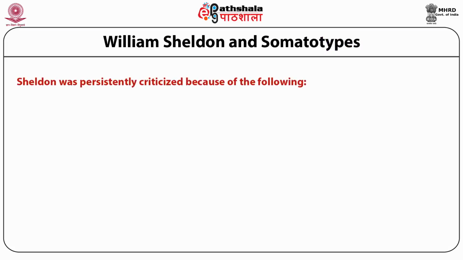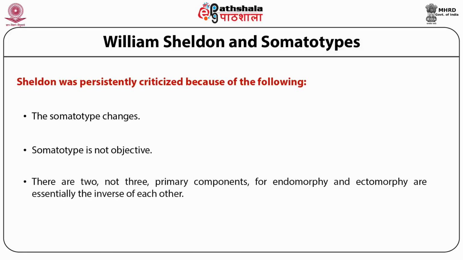However, Sheldon was persistently criticized because somatotypes do change. They are not objective. There are 2, not 3, primary components, for endomorphy and ectomorphy are essentially inverse of each other, and the somatotype omits the factor of size.